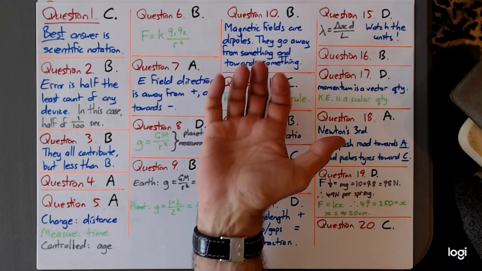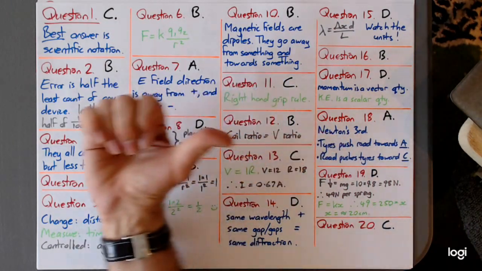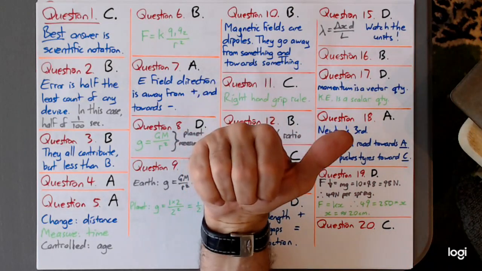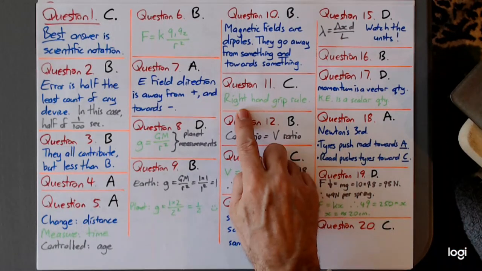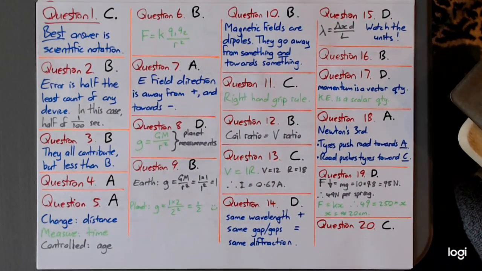There are dots on top where it's coming out of the page, right? The wire is my thumb, and crosses on the bottom below. You either know that one or you don't, and that was literally just checking, do you know the right-hand grip rule?